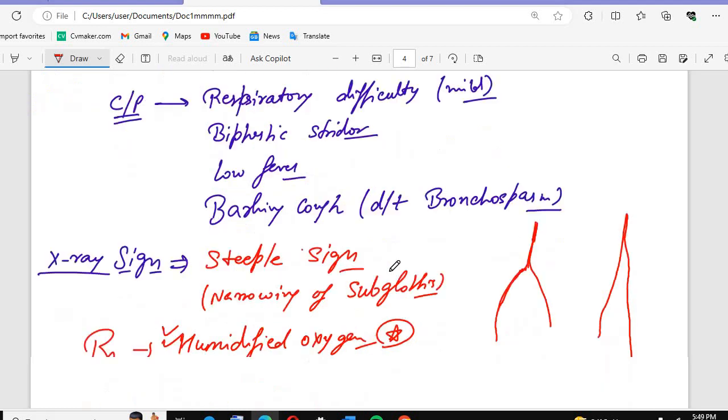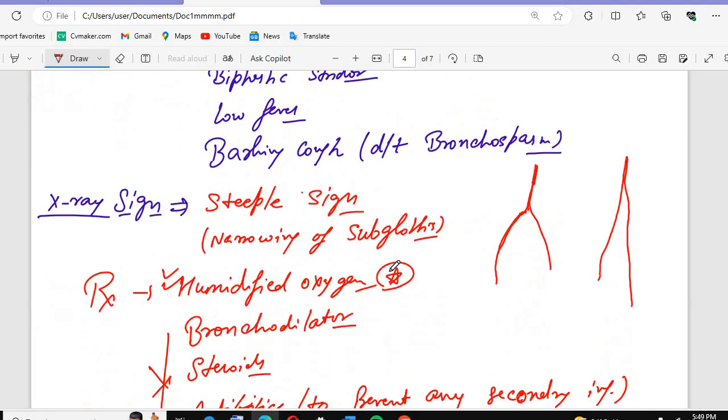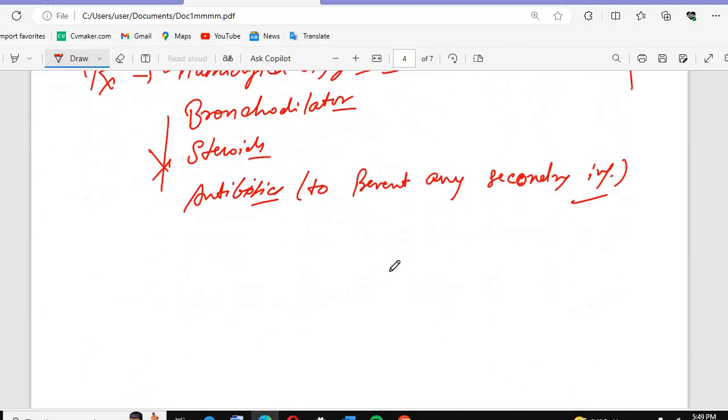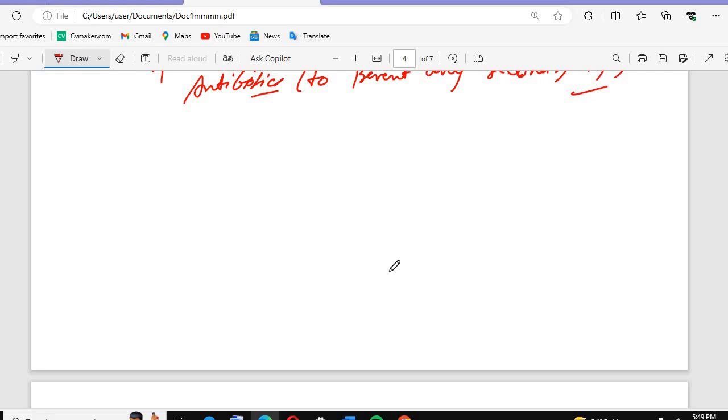So you are seeing respiratory difficulty, biphasic stridor, low fever, barking cough. Can you tell me about the barking cough? If you are telling whooping cough... Okay. I hope this is clear till now.